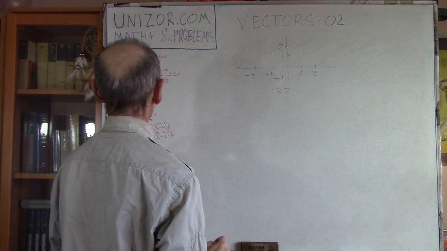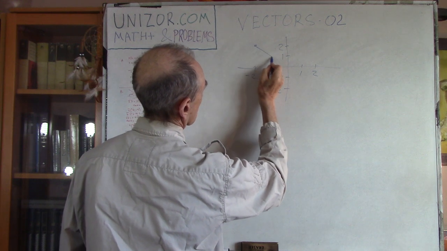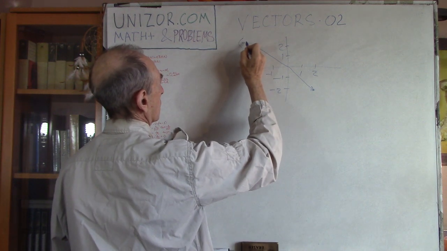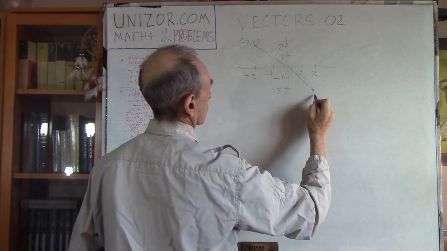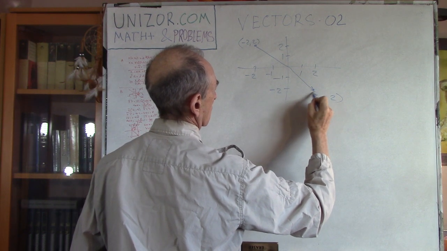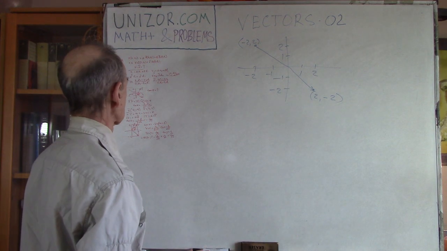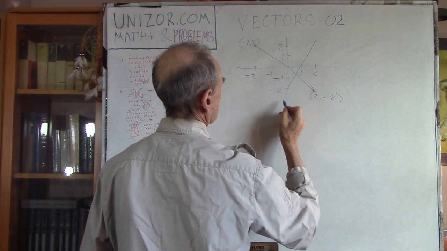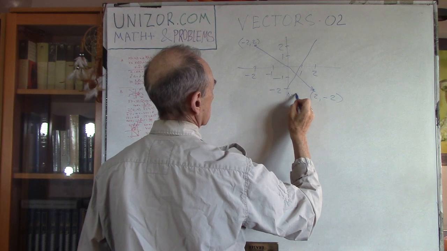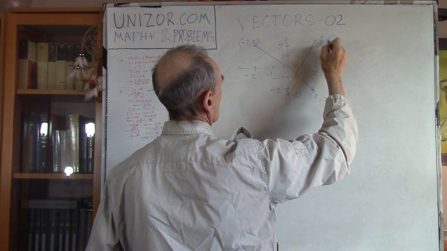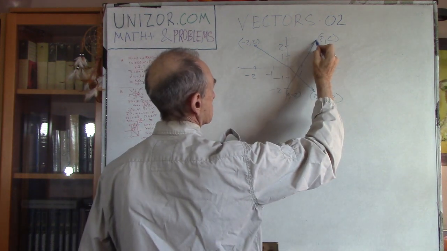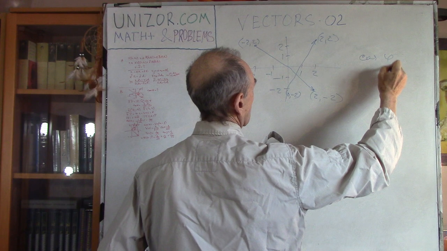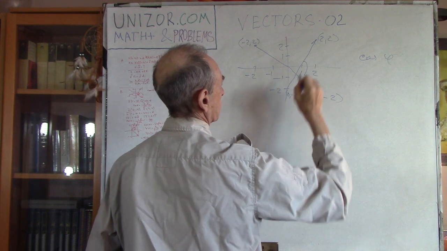Okay, I have first vector which is represented by a line going here, from minus 2, 2 to 2, minus 2. And another vector is represented by this, from 0, minus 2 to 2, 2. So what's necessary to determine is the cosine of the angle between them.